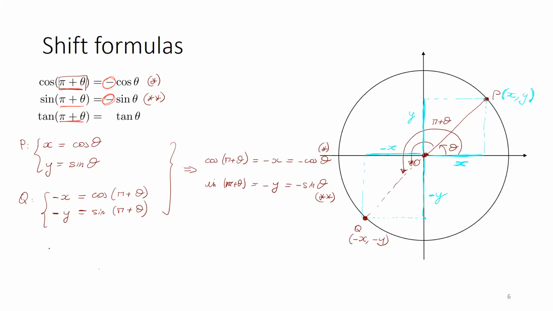Last, the formula for the tangent follows quite nicely from the previous two formulas. You just write the tangent as sine divided by cosine. And you use the previous two formulas, so that's minus sine theta over minus cosine theta. And the minus cancels, so that's tan theta.